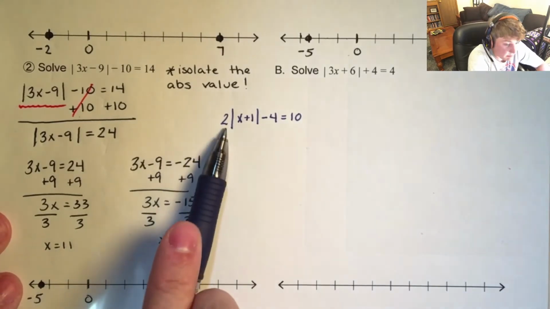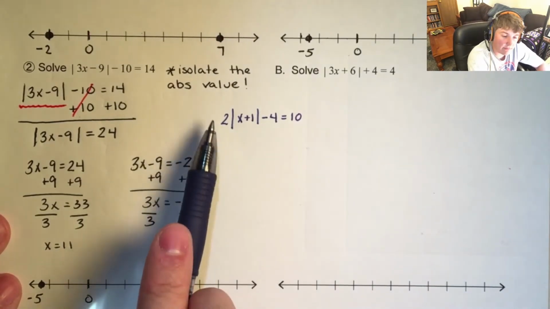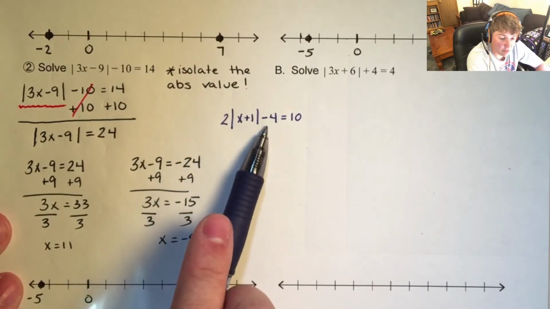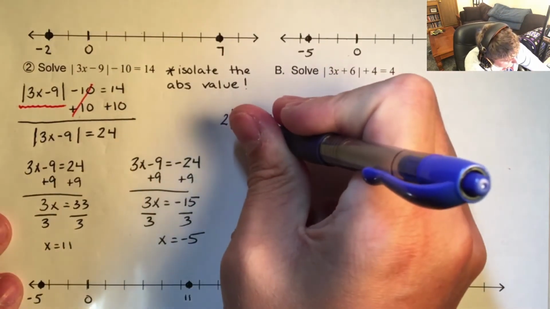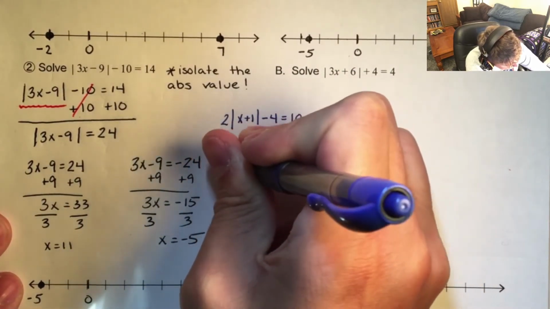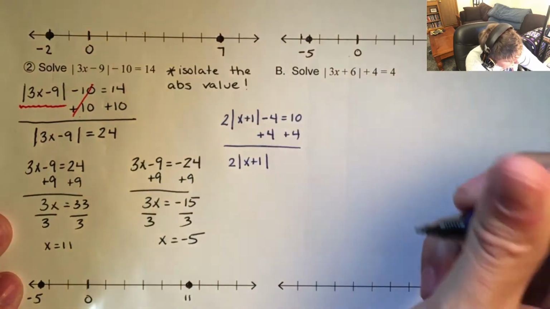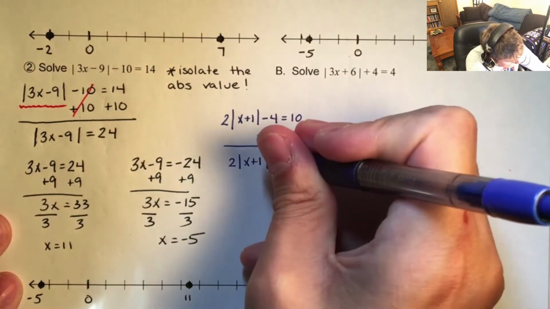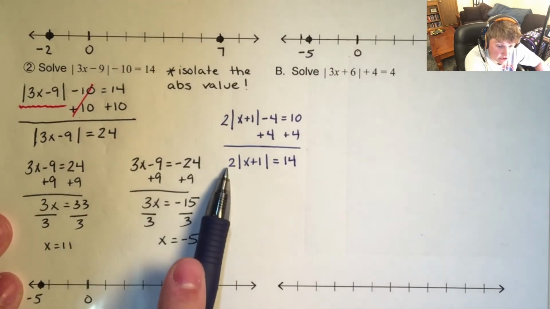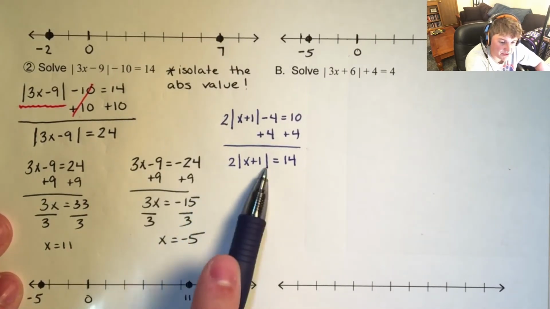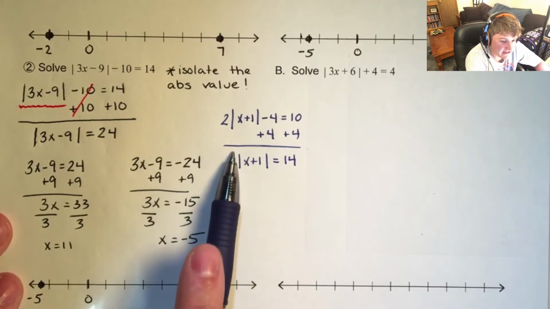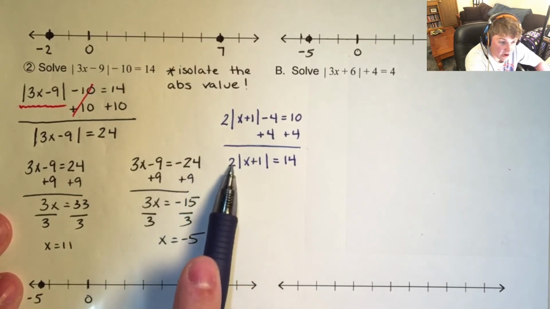Because I have a number out here, this does mean multiplication, but we cannot distribute this. Okay, what I would want to do is add 4. Okay, and then after that I would have 2 times the absolute value of x plus 1 is equal to 14. You need to ask yourself, what would I do to undo this 2 here? This means 2 times the absolute value, but there's not parentheses. There's nothing telling me that I can distribute this. So how can I undo multiplication?